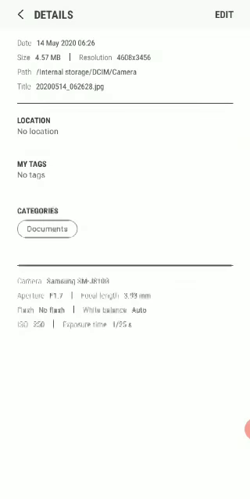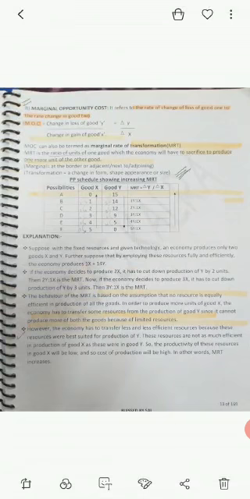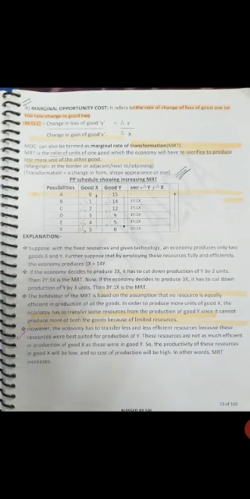Now, the other topic we are covering, that is marginal opportunity cost. It refers to the rate of change of loss of one good to the rate of change in other good. You can see on your screen, it is defined as marginal opportunity cost is equal to change in loss of good Y over change in gain of good X.